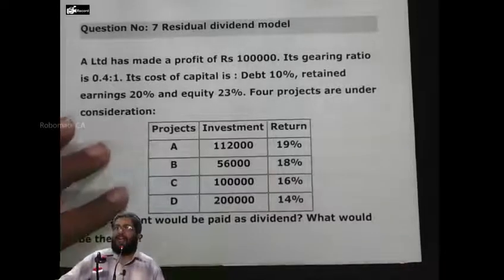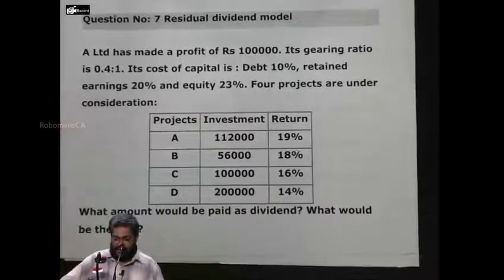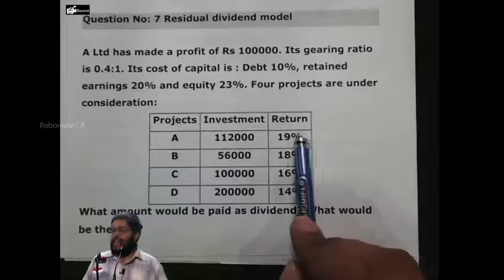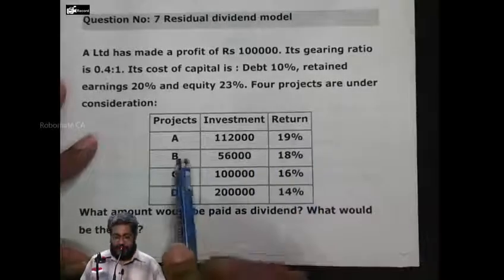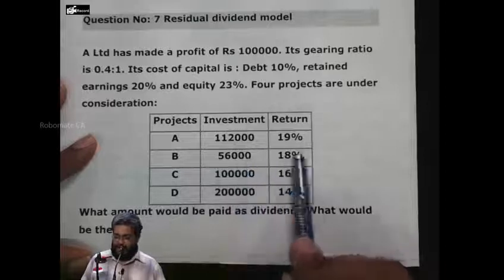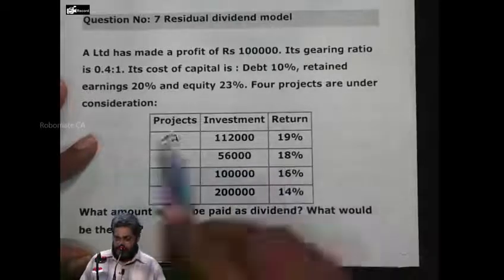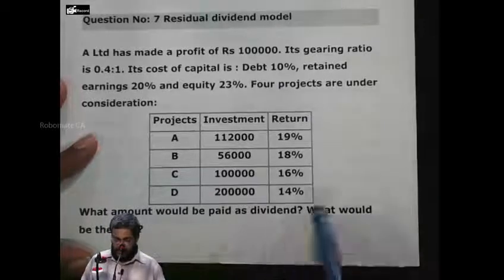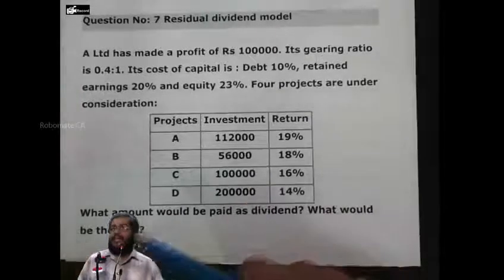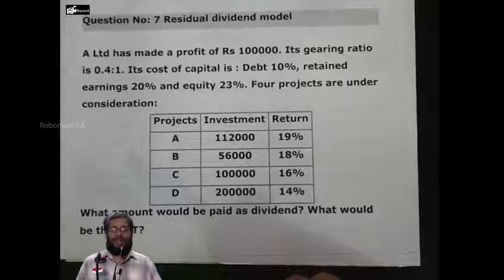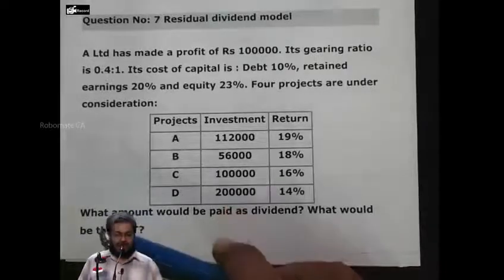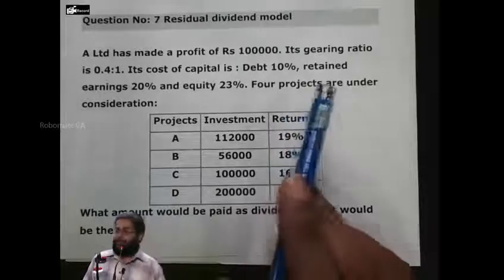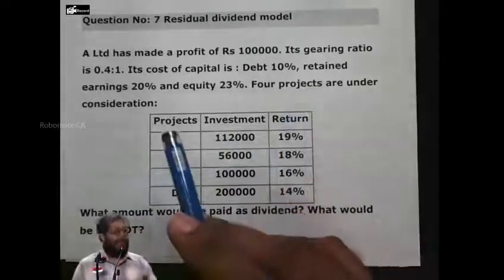4 projects are under consideration. Project A requires an investment of 1,12,000. Its IRR is 19%. Project B, 56,000, IRR is 18%, and so on. They have given it. What amount would be paid as dividend? What would be the CDT? I think CDT now is 16.995%, since the surcharge changed. I just put the old calculation. When you do, we'll want to recalculate it.